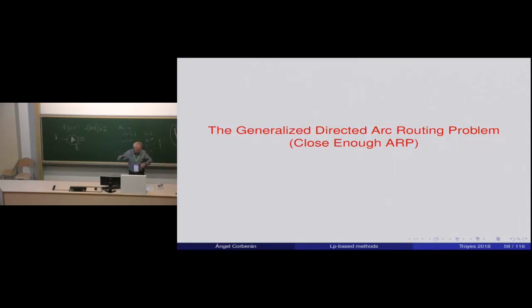Let me introduce... I still have, you are not lucky, we still have 25 minutes. So, just a few things more. And the last problem. This is an interesting problem. It's not a classical problem like the stacker crane. It's not a mix of classical and new things like the routing problems with profits. This is based on a real application. We call it the generalized directed routing problem, but people know it better as close enough arc routing problem. You will see why.